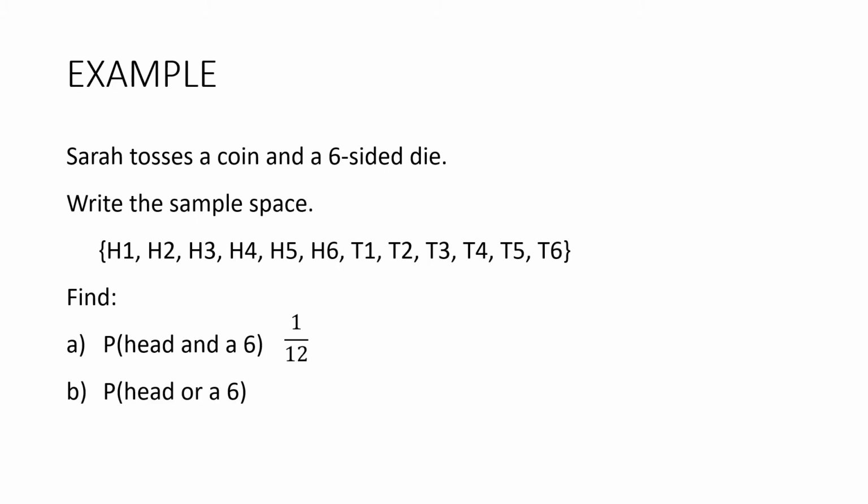What about heads or a 6? So any of these plus this one. So that's 7 out of 12. Which might cause you to think, if we're asked for heads or a 6, do we include both? And there are actually two types of or in probability.